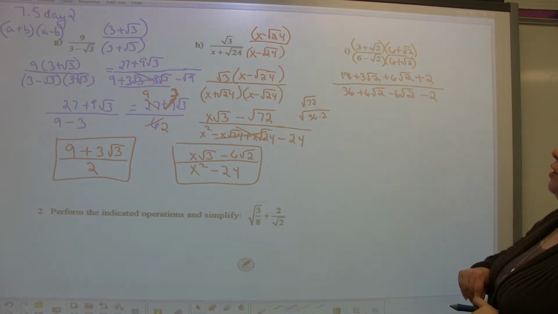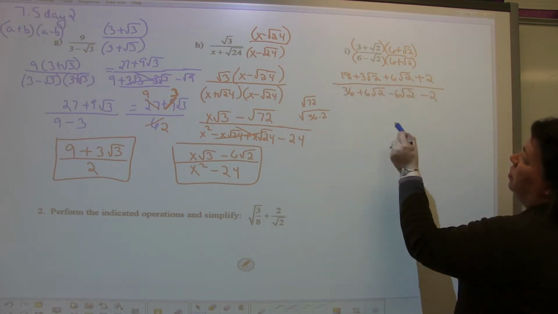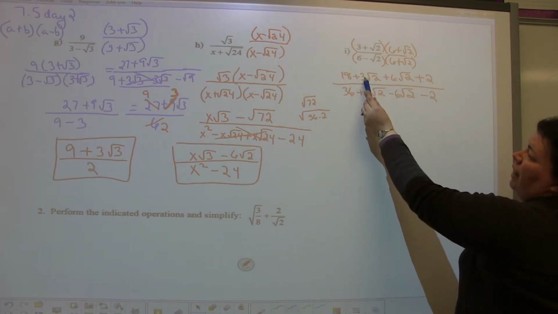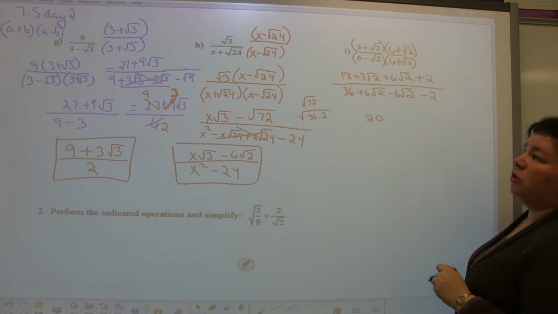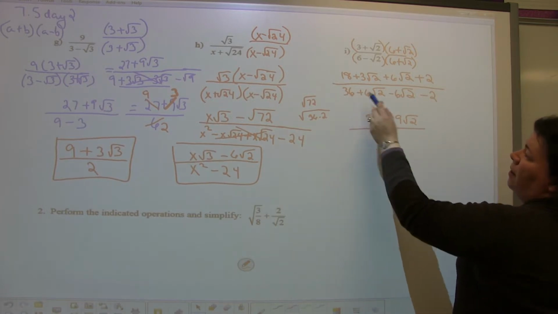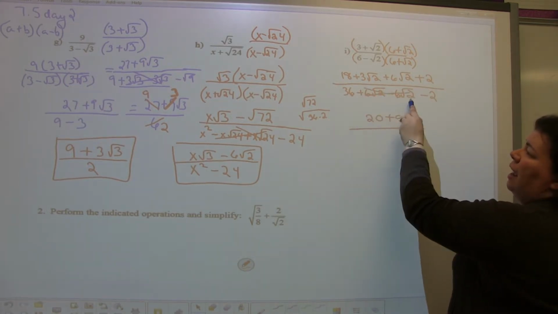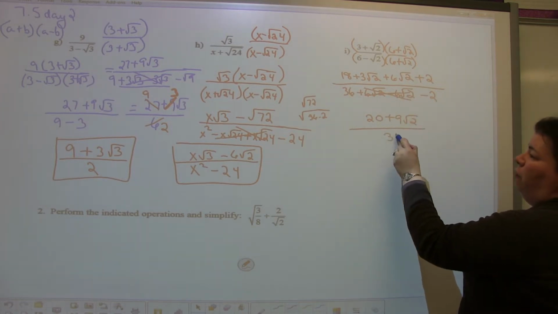Okay. So in our numerator, we can combine like terms. We actually have 18 plus 2, which is 20. And then we have 3 root 2 plus 6 root 2, which is plus 9 root 2. And then in our denominator, you can see that the 6 root 2's, positive and negative, cancel out. So we are left with 34.